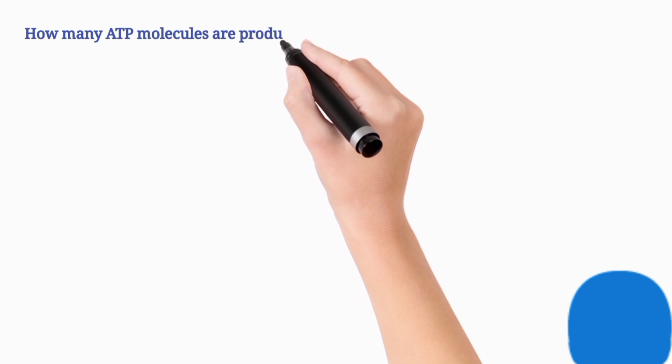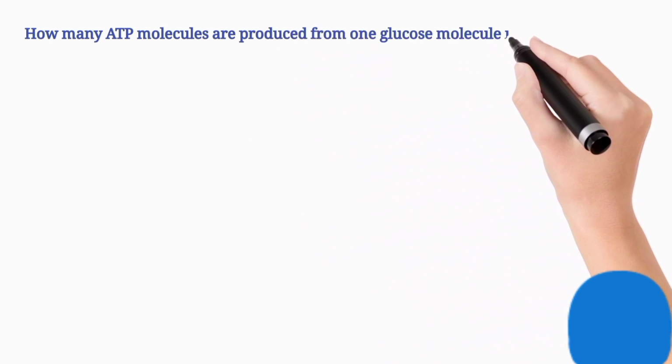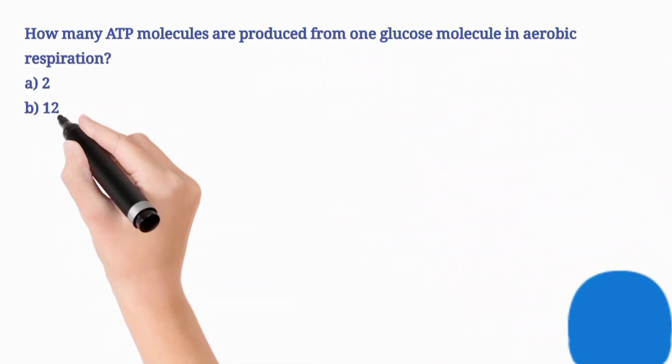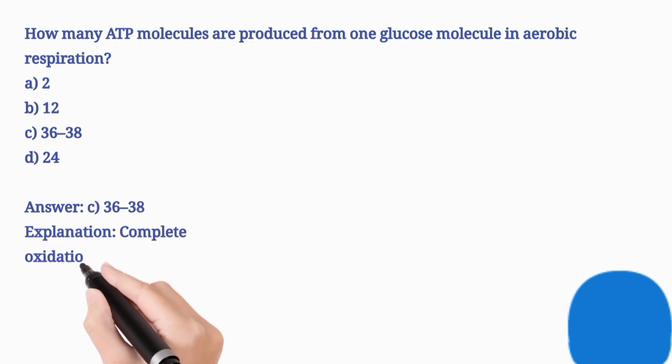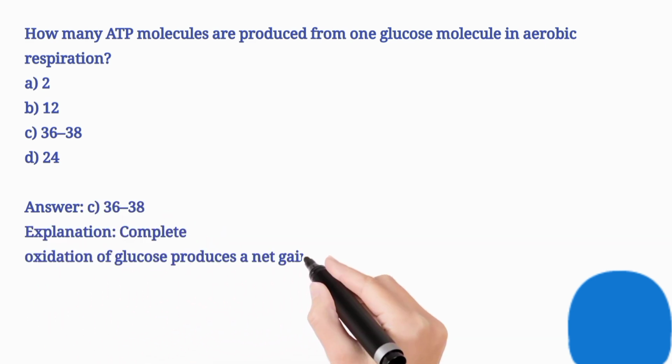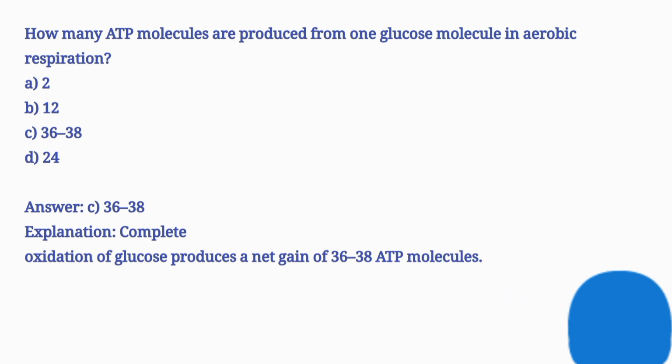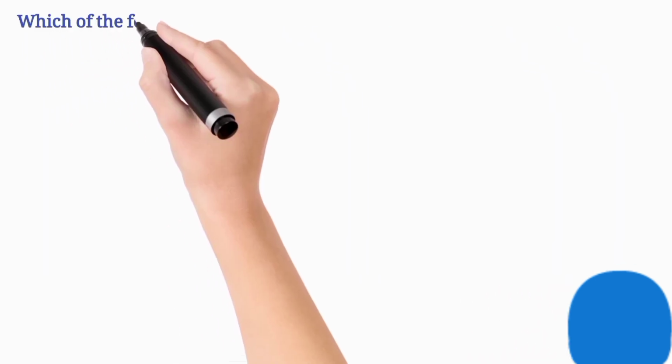How many ATP molecules are produced from one glucose molecule in aerobic respiration? 2, 12, 36 to 38, 24. 36 to 38. Complete oxidation of glucose produces a net 36 to 38 ATPs.